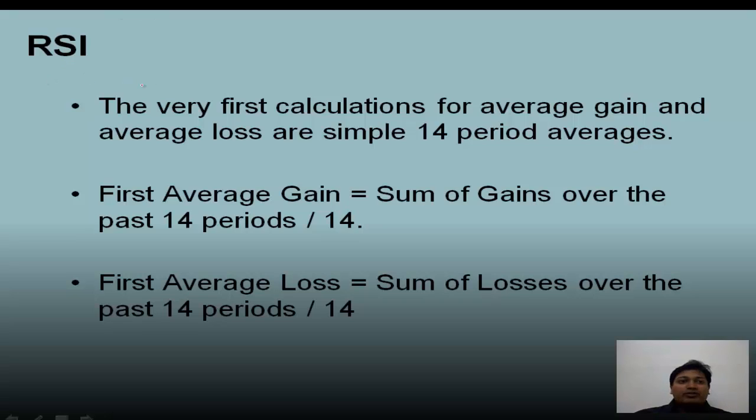So let's look at the very first calculation. The very first calculation for the average gains and average loss are simple 14 period averages. The first average gain is equal to the sum of gains over the past 14 periods divided by 14. The first average loss is equal to the sum of losses over the past 14 periods divided by 14. That's how simple it is.